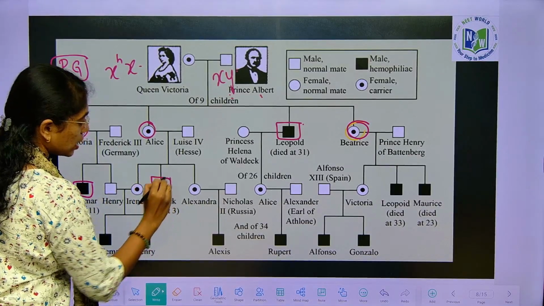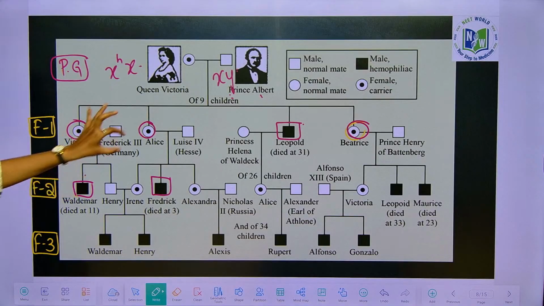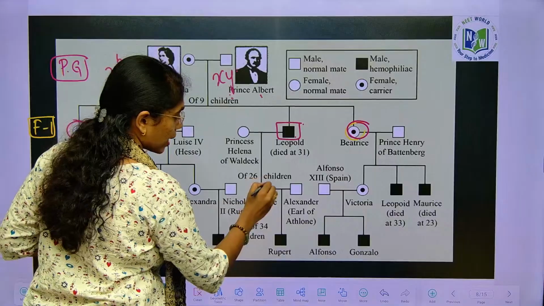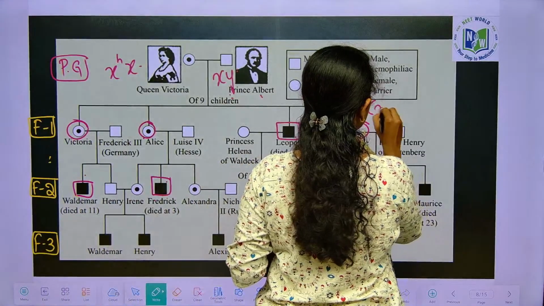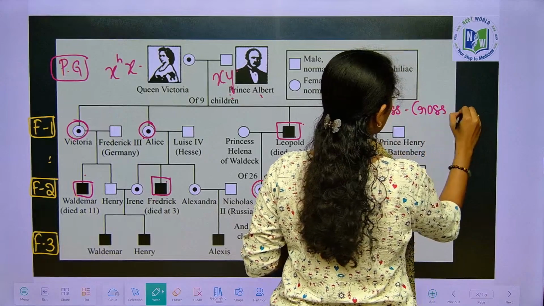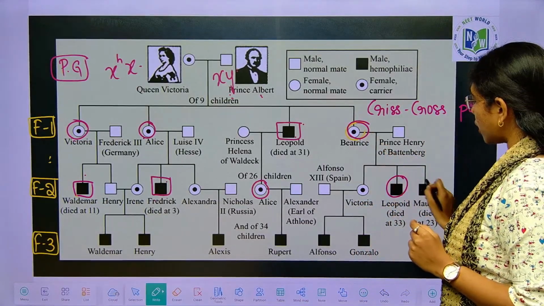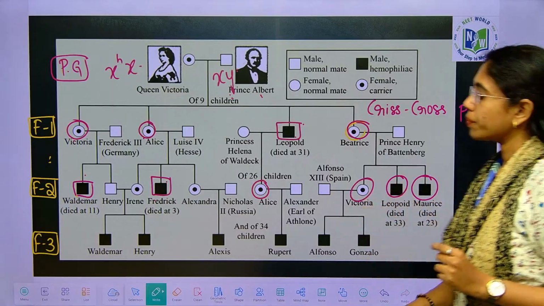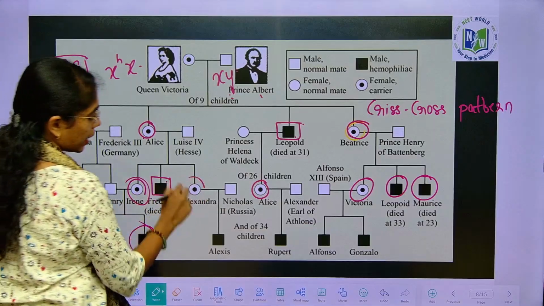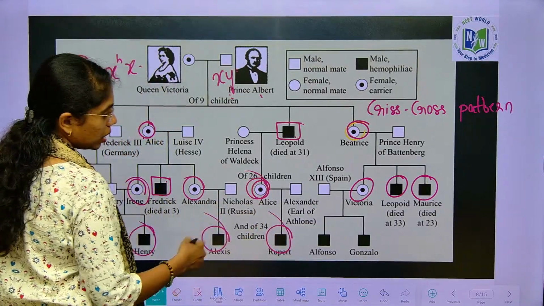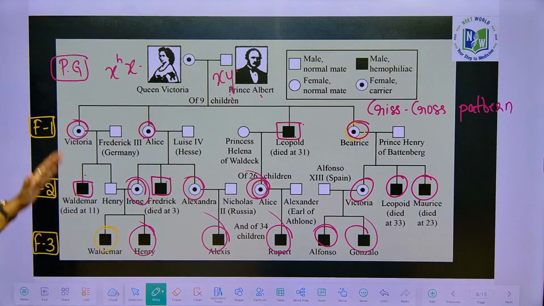If you can see the highlighted region, first carrier females are giving rise to affected males in the F2 generation. Here also the same case. Affected males are giving rise to carrier females. This is the crisscross pattern of inheritance, which is observed both in color blindness and in hemophilia. Here also a carrier female giving rise to affected males and a carrier female. In the F3 generation also, again from carrier females, affected males, carrier females, affected males, lastly carrier female, affected males. Like that the family history ends because of hemophilia.